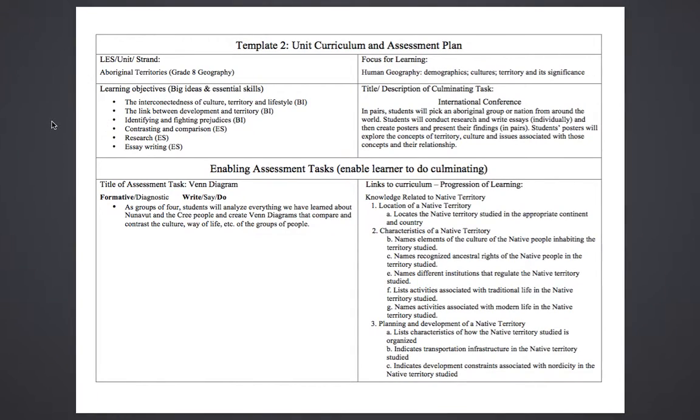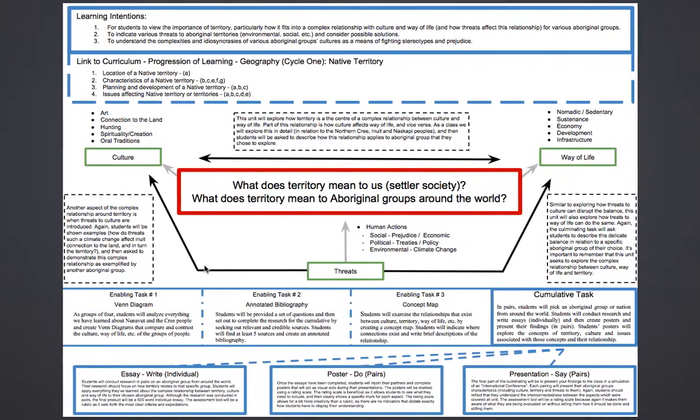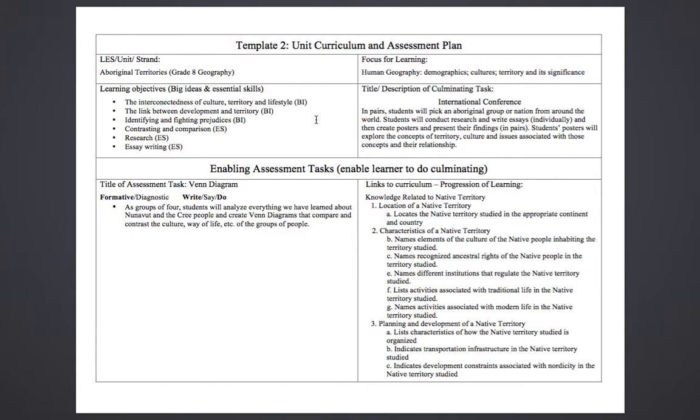less. So I want students to understand the interconnectedness of culture, territory, and lifestyle. I want them to see the link between development and territory. How does development affect territory? Or in other words, development can often be viewed as threats to territory. And I want them to identify and fight prejudices. And this will happen through studying cultures and becoming more aware of certain traditions and stuff like that.